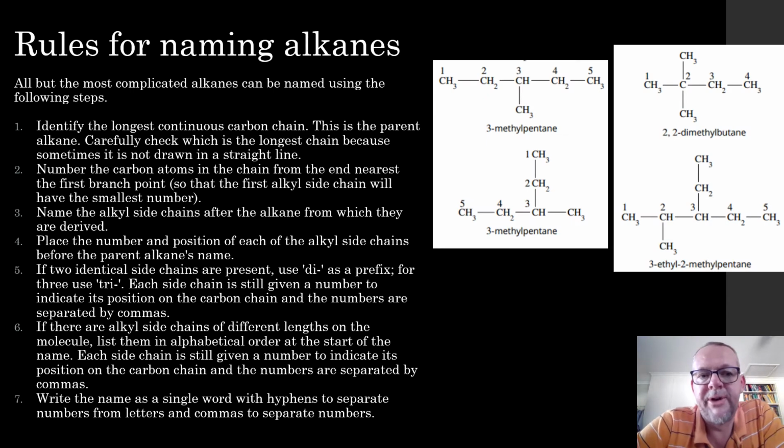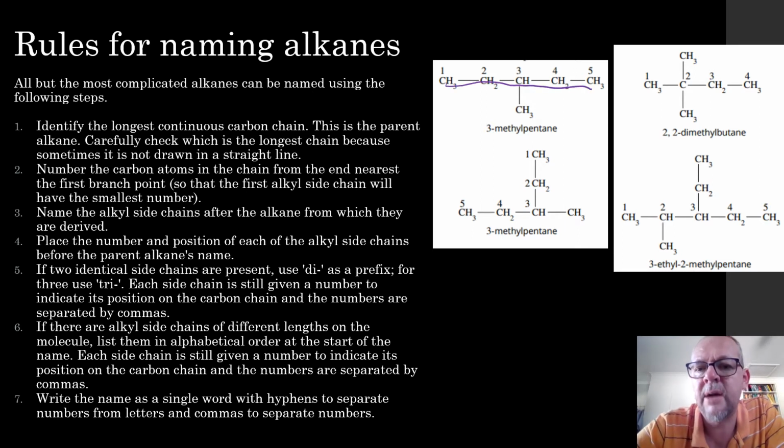So let's look at some rules for naming alkanes. All but the most complicated alkanes can be named using the following steps. First of all, identify the longest continuous carbon chain. This is the parent alkane. Now carefully check to see which is the longest chain, because sometimes it's not drawn in straight lines. So you can see what's happening here. That's pentane, isn't it?